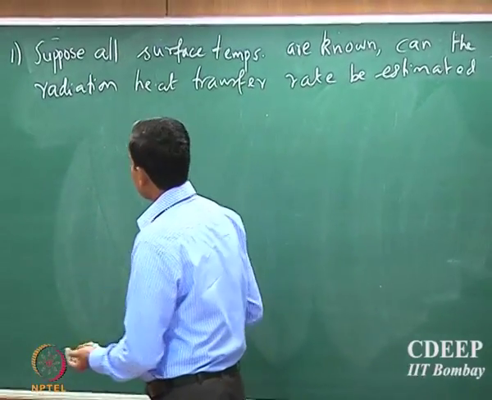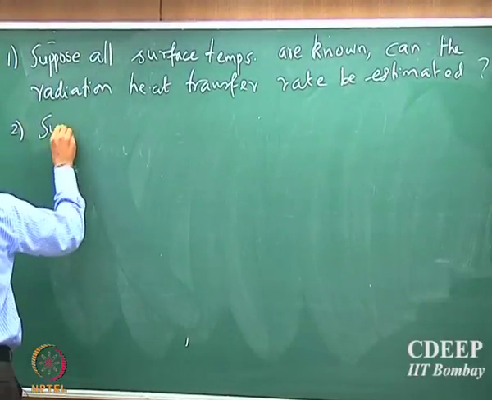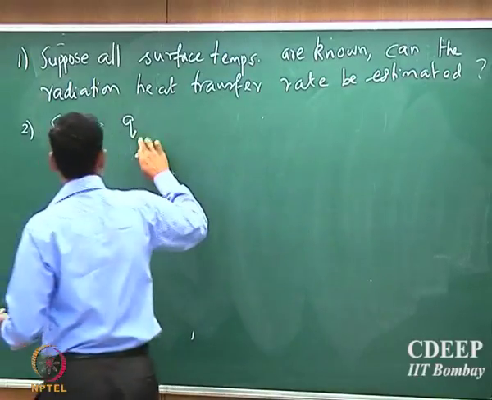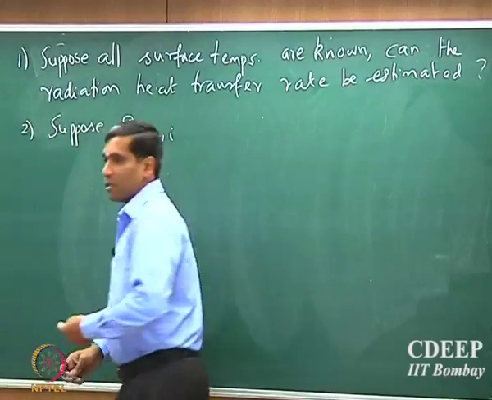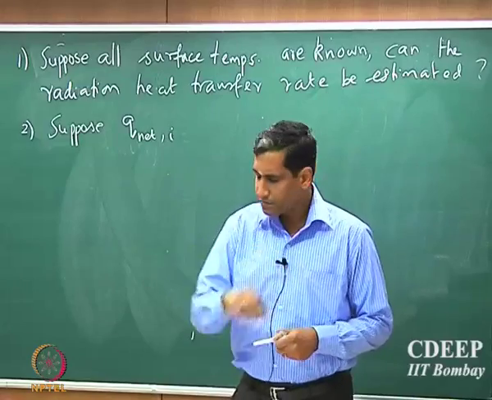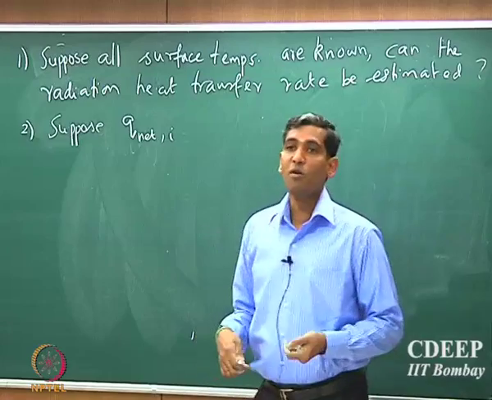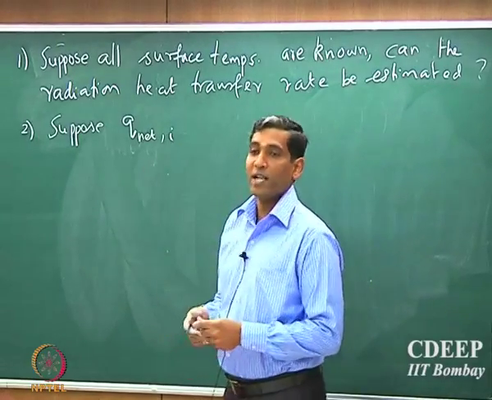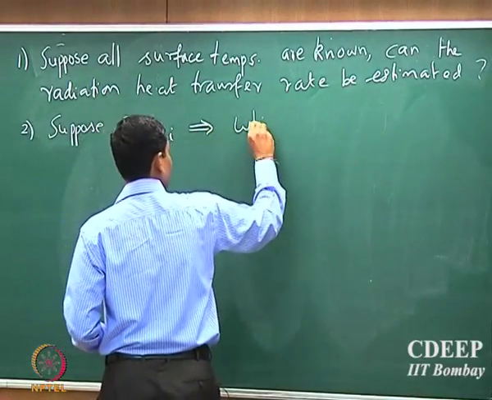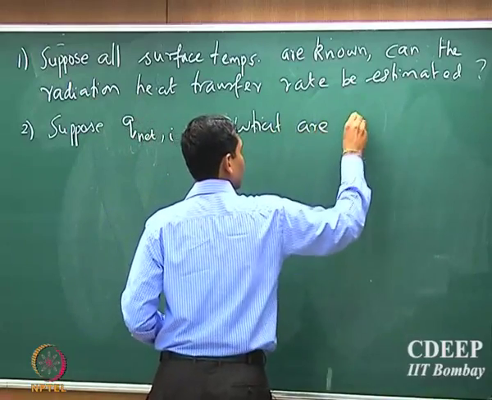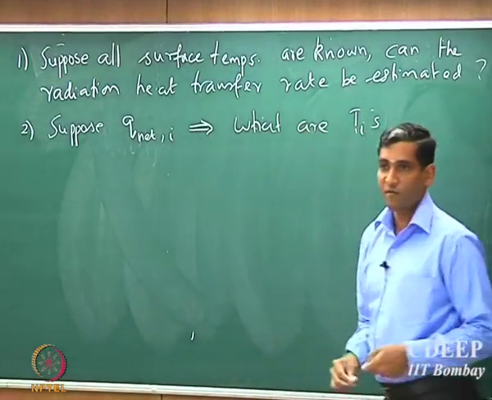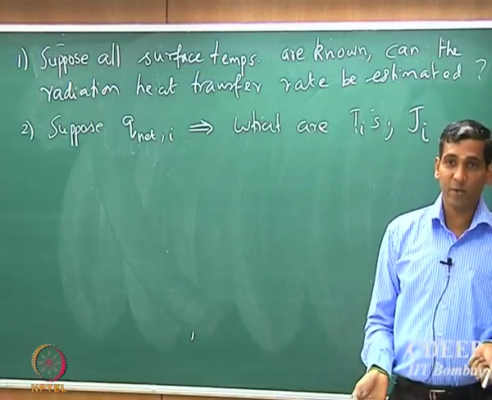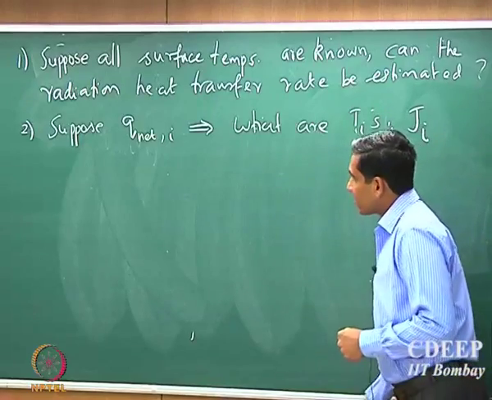The second class of questions you can answer is, suppose I know the fluxes, suppose I know Qi, the net radiation exchange from every surface. That is possible to measure, because if you know how much heat you are supplying or removing in order to maintain an isothermal condition, that is what will give you Q net I. Then given that, what is the temperature? You can answer different kinds of questions. Not just that, you can also say what are the individual total emissions. That question also can be answered. So, let us look at how to answer the first question.